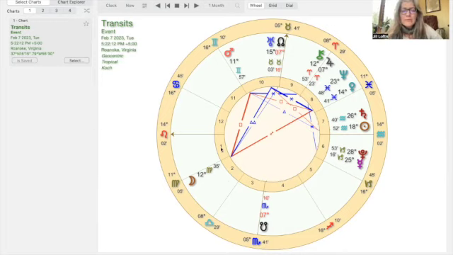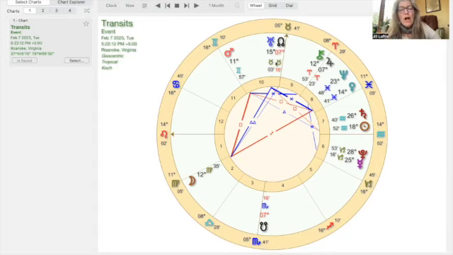Now, first thing we're going to look at is the numbers on the inside of the wheel. 1, 2, 3, 4. So it goes all the way around to 12. These are the houses of astrology. The houses run counterclockwise. And this is the way the planetary motions are as well.